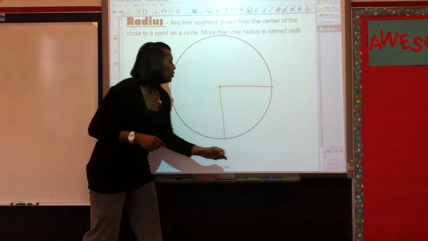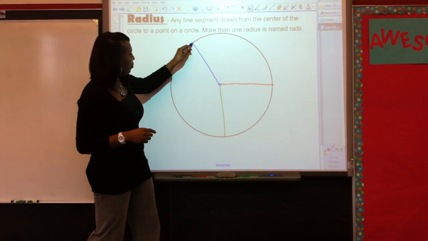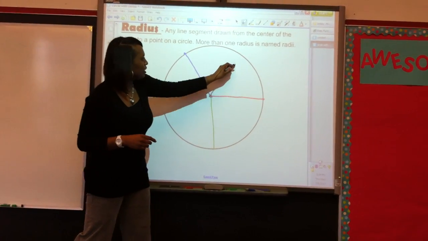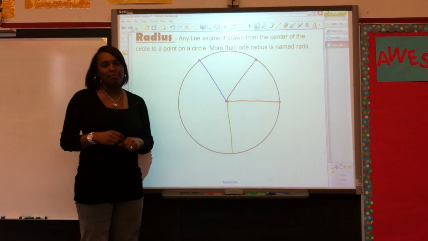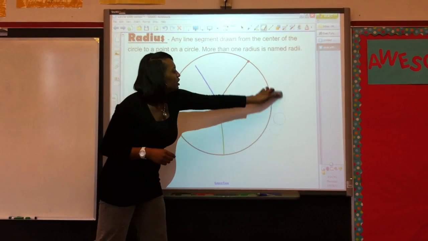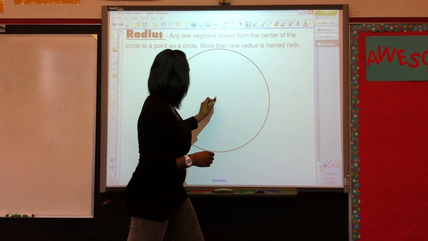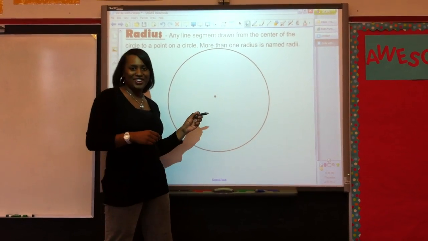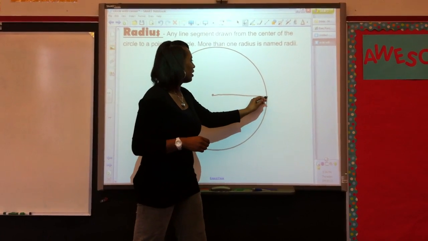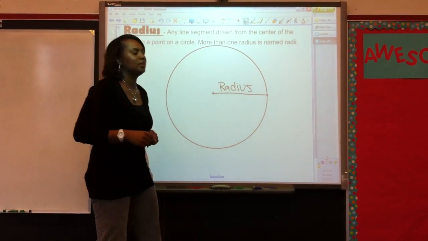Another example would be like this, from the center point to a point on the circle. All of these are examples of a radius. For the actual example, students took notes and drew one solid example of what a radius might look like. If you check their notes, you will see that it looks like this. And they labeled it radius.